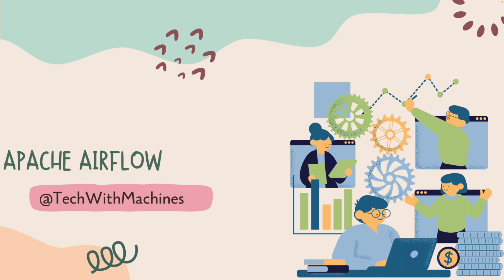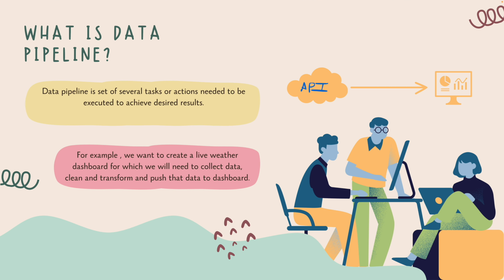But before we deep dive into what Apache Airflow is, let's first try to understand what really it accomplishes and what it really helps in. So before we jump into Apache Airflow's definition, what I have done here is I'm trying to explain what a simple data pipeline looks like. So data pipeline is nothing but a set of several tasks or actions which we execute to achieve specific results.